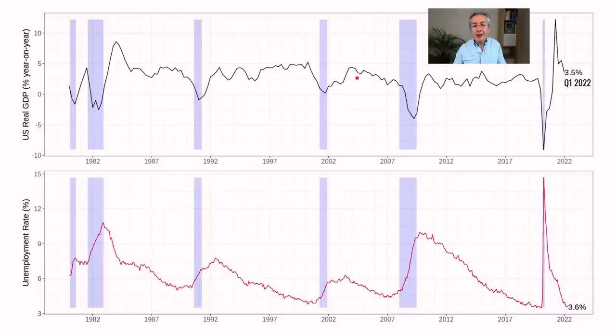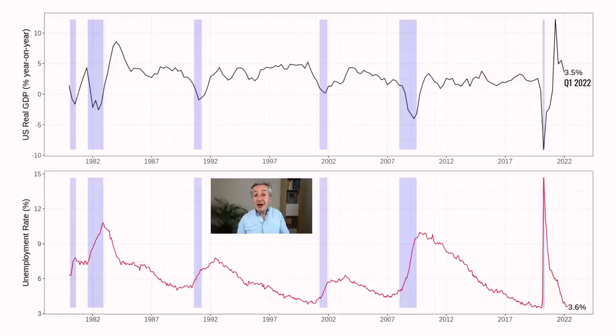So in this top panel, you can see US GDP. Usually you get a recession when there are a couple of quarters of weak or even negative growth. But ultimately, whether that's a recession or not will be decided by that committee. So all we can really say at the moment is that the latest number for US GDP was growth of 3.5%, and that was for the first quarter of 2022.